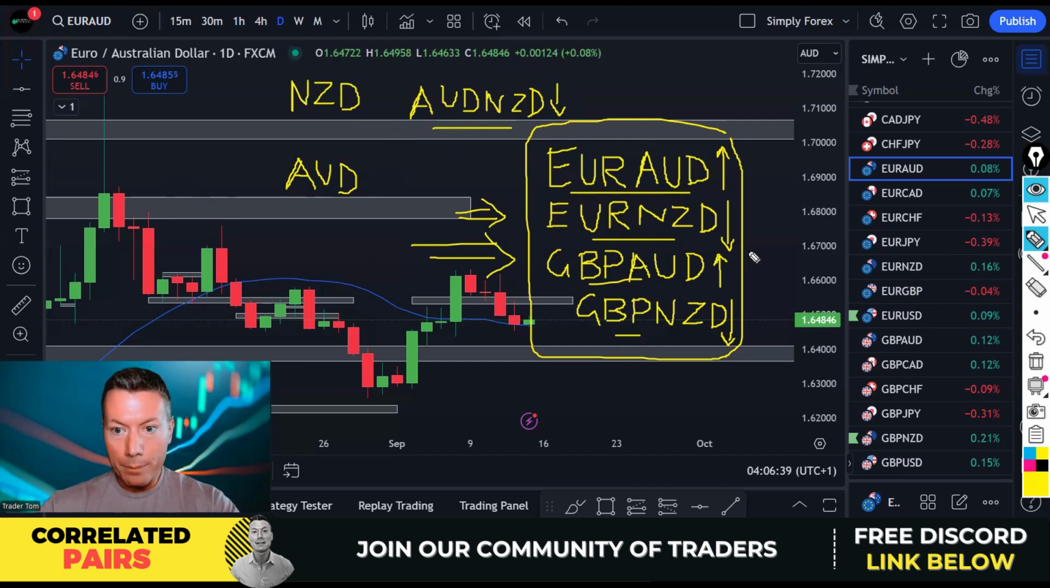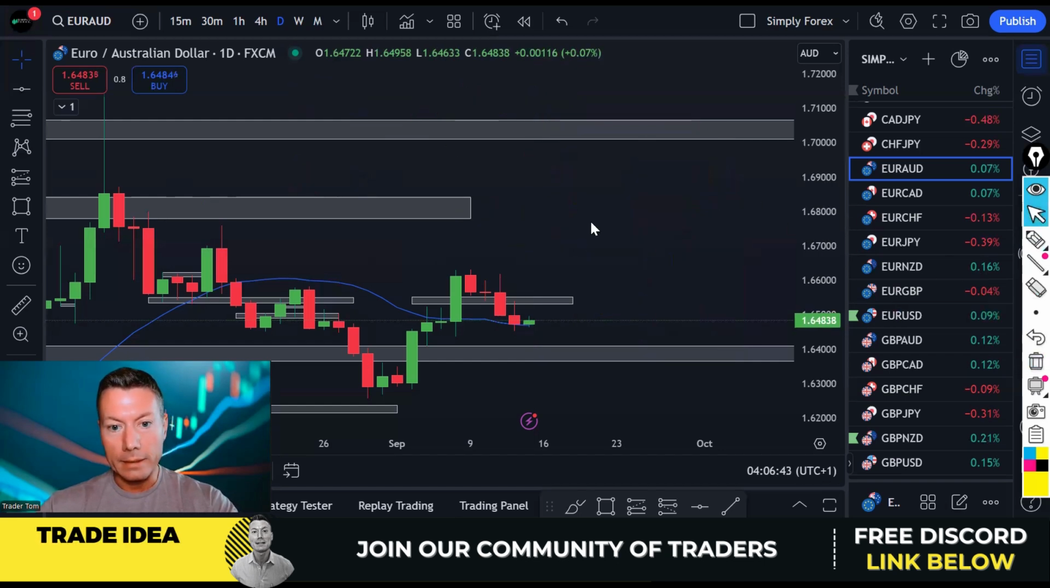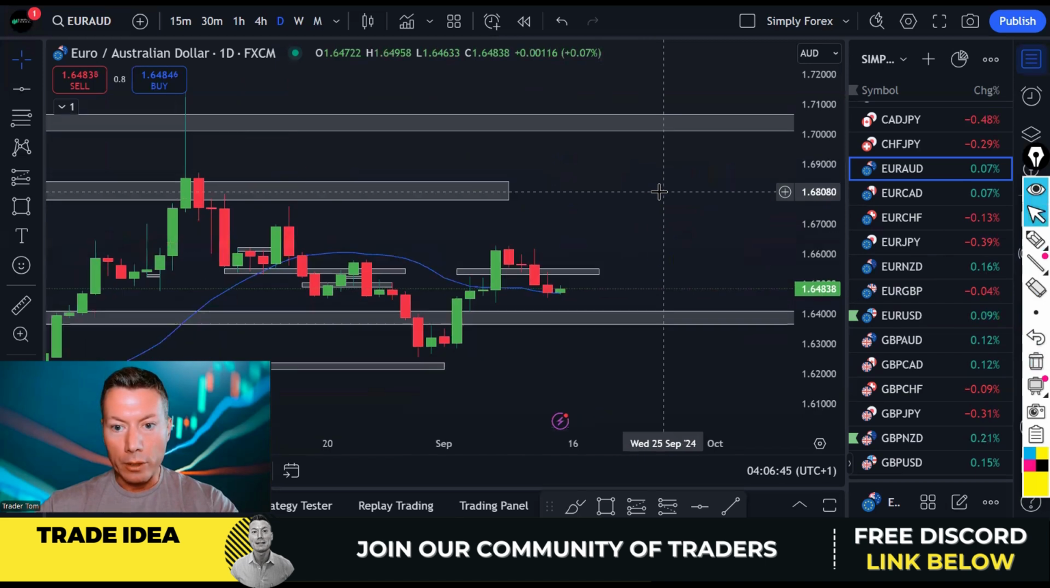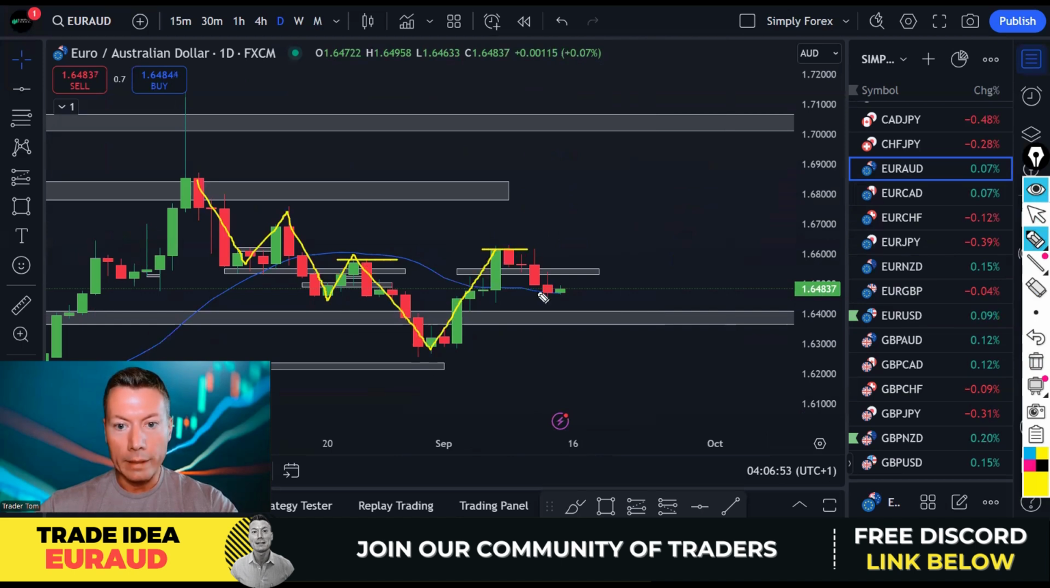So remember, I want to buy Euro Aussie dollar and we're going to start there. So why do I want to buy Euro Aussie dollar? Well, we were in this downtrend. And as soon as we break this high, we're in an uptrend.